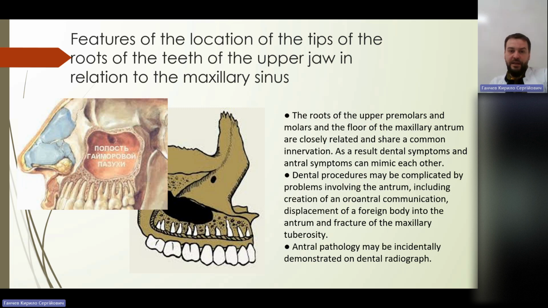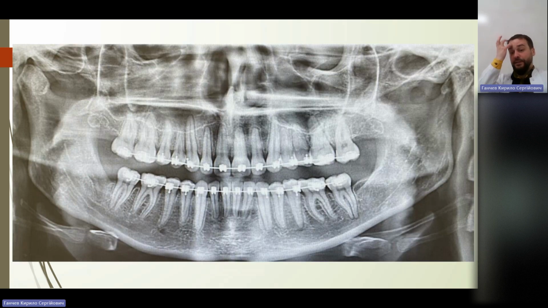Antral pathology may be incidentally demonstrated on the dental radiographs, but that is a problem because when you have, for example, an orthopantomogram like this one, it's just a two-dimension picture of a three-dimension space. So we could be, how to say that in English, maybe we could be deluded by how our roots are located.